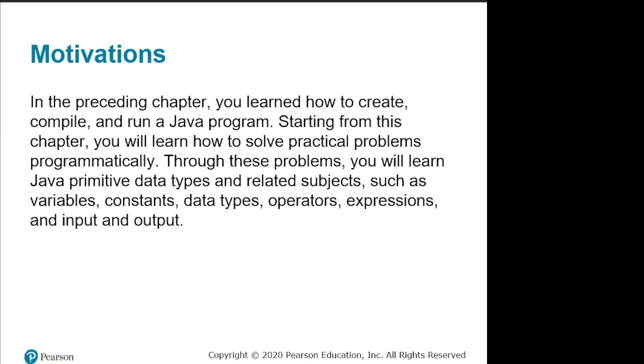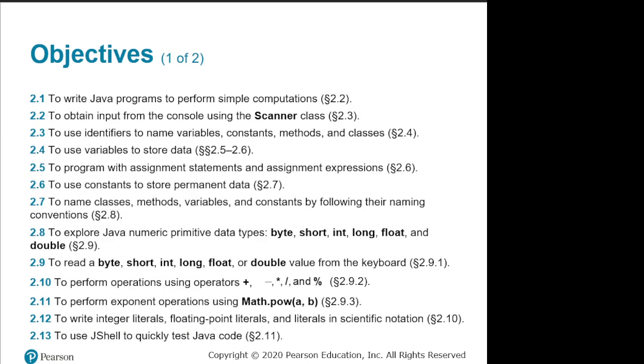We looked at how to start and compile and run a Java program. And what we want to do now is make programs that can solve problems. So we're going to write programs that solve calculations. We're going to get input from the user so our programs can react to information coming externally. And we'll use identifiers that will name certain parts of our programs: variables, constants, methods, and classes.